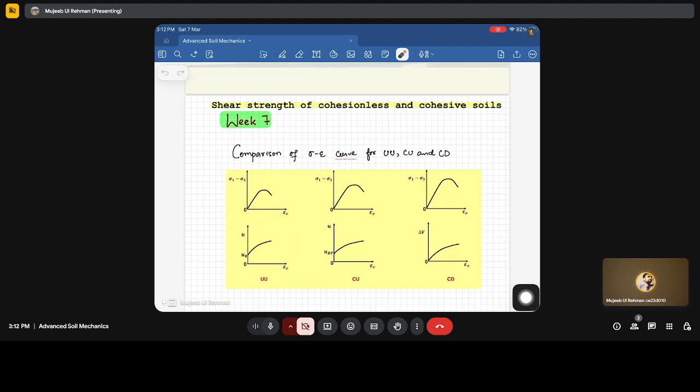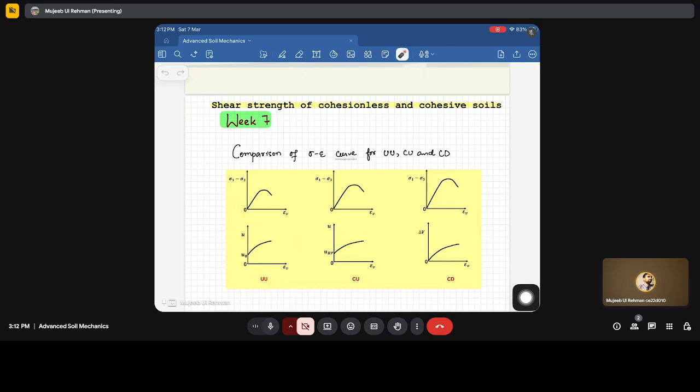If we talk about the UU and CU tests and observe the variation of excess pore water pressure with the volumetric strain, there is an initial pore water pressure in the UU test, which increases because we are not allowing dissipation. But the excess pore water pressure calculations are not important in the UU test, because it results in a single effective stress Mohr circle, which gives no information about the effective stress failure envelope. We have the total stress failure envelope, but we don't have an effective stress failure envelope in the UU case.